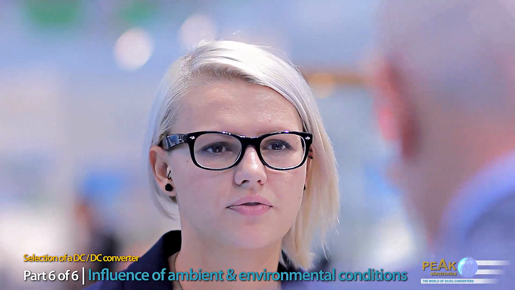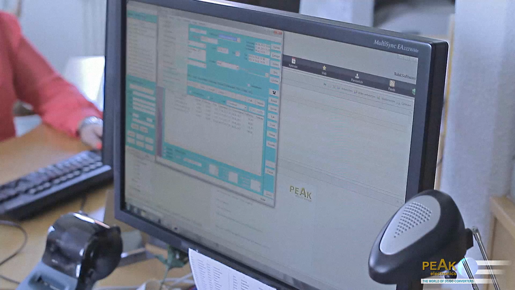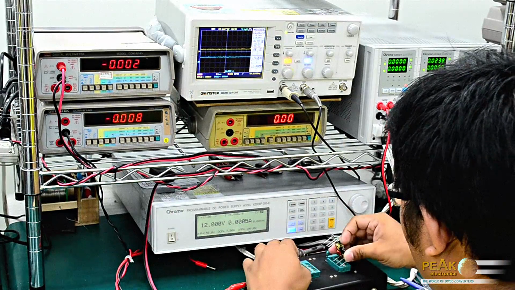Ambient and environmental conditions influence the function of the DC-DC converter. The proper functioning of a DC-DC converter is essentially influenced by the ambient conditions. In particular, the operating specifications defined in the datasheets must be adhered to. In many applications, negative ambient influences can, in most cases, at least be reduced or completely eliminated.